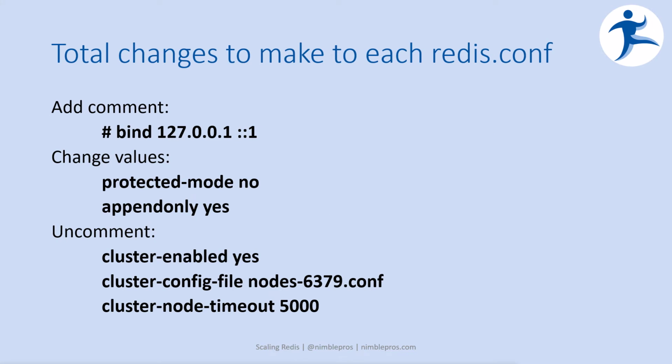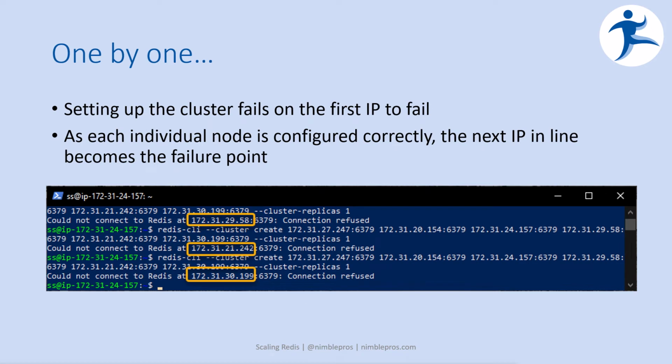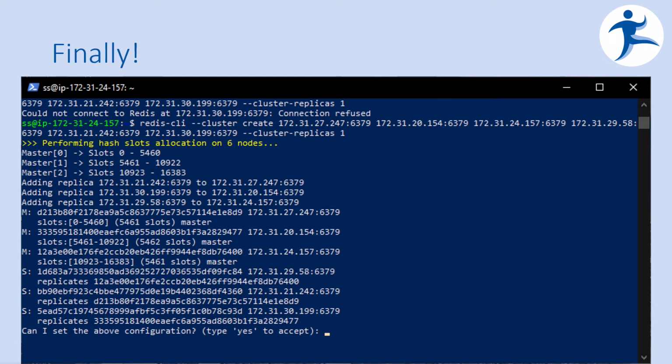All right, now the total number of changes which we had to make to redis.conf to get this to work was to add a comment, change the values of protected mode, also make appendonly yes, that was in the docs, then uncomment cluster-enabled, make sure it's set to yes, make sure you have a cluster config file, and set the cluster node timeout. As we go and we change those things one by one, we can see that the connection refused moves on to the next node and the next node until finally we are able to set up the entire thing.